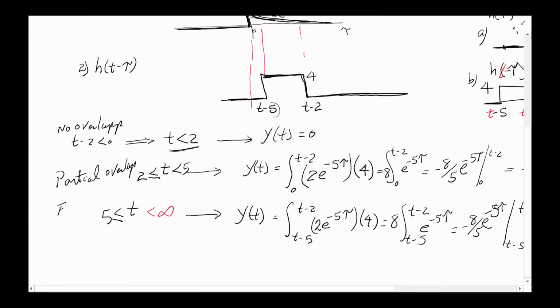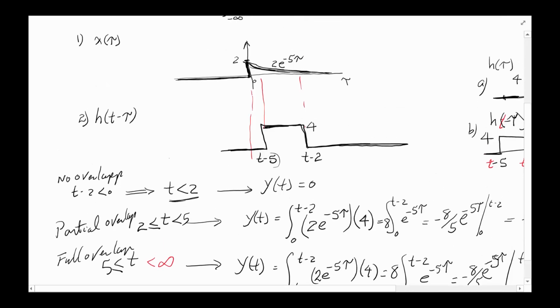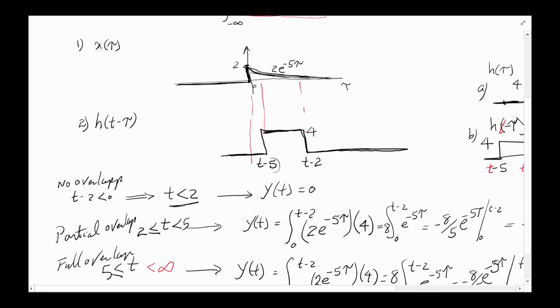And this is full overlap. Since the x signal in this case goes all the way to infinity, there's no need to have any other intervals, because it's going to be full overlap all the way to infinity.